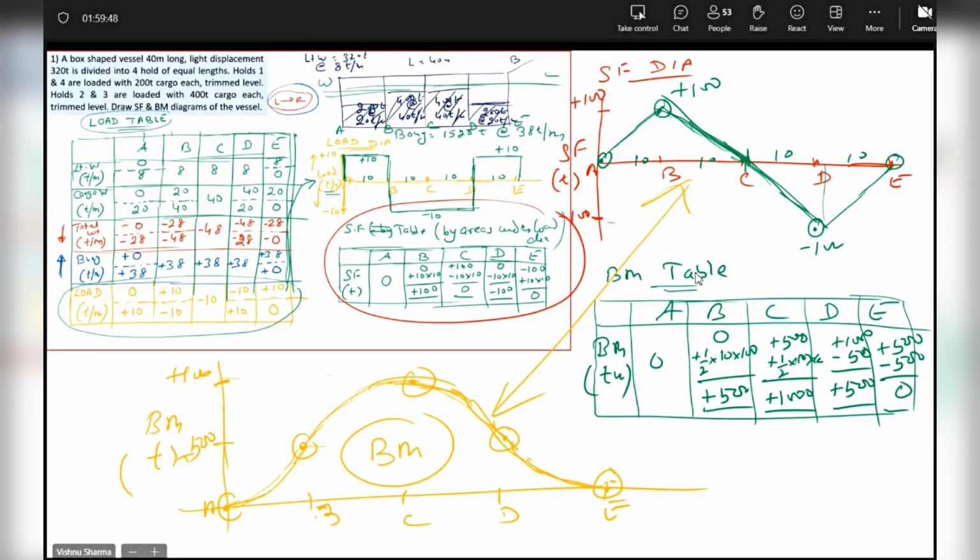So we will not be using the beam concept for box-shaped vessels. We'll be going via the load curve. Why? Because that will be simpler to handle than going via the beam concept. Guys, have you understood the addition of the load curve? That's the only change. Rest everything is a repeat of beam. There is nothing new from SF to BM. Tell me now if you have any questions.